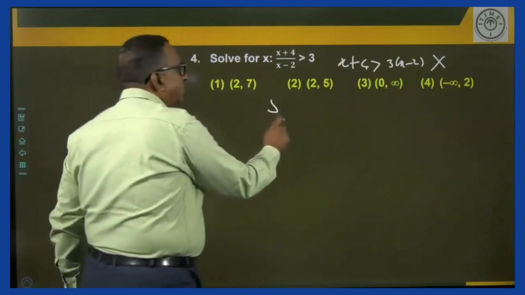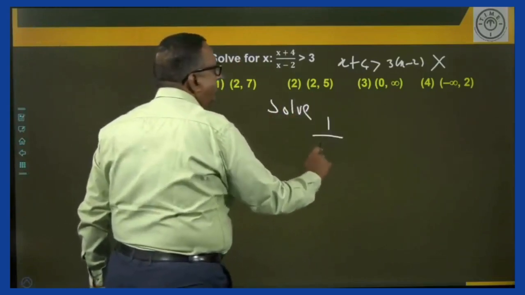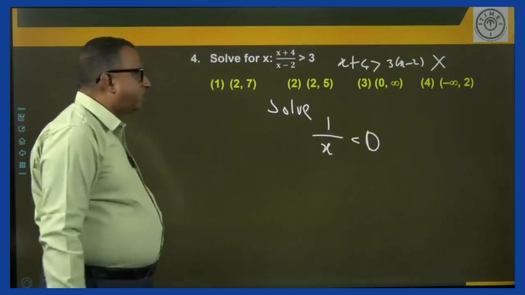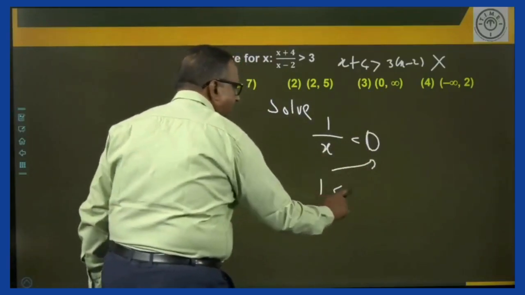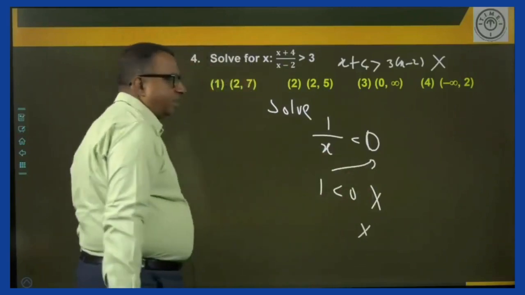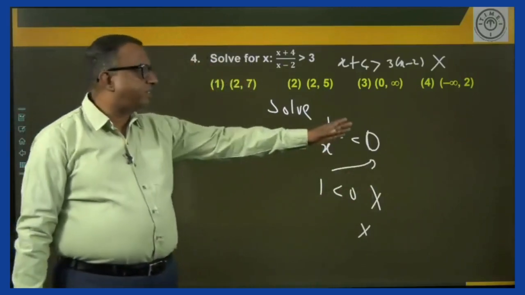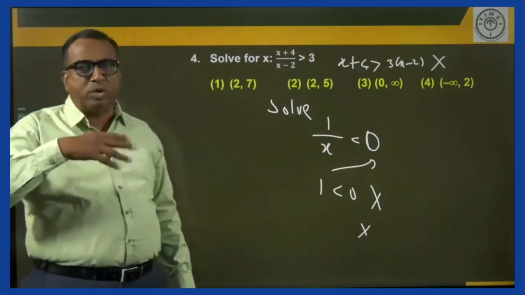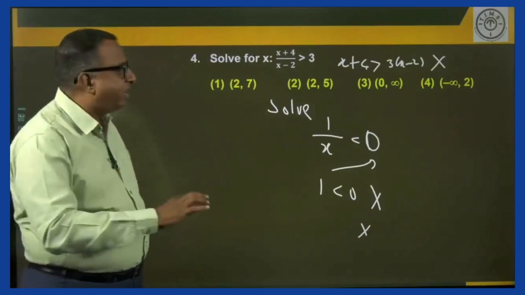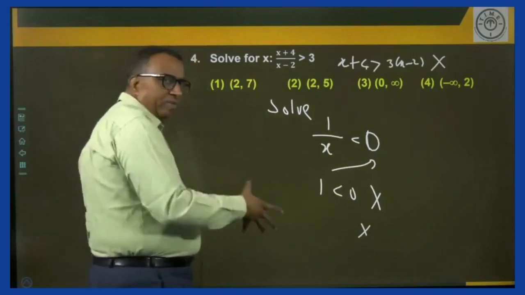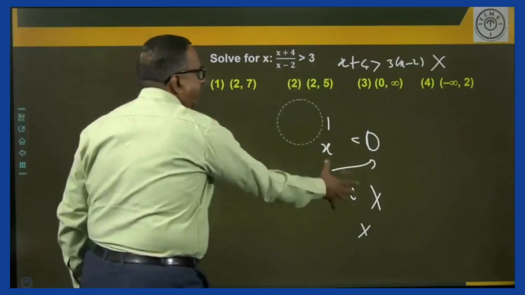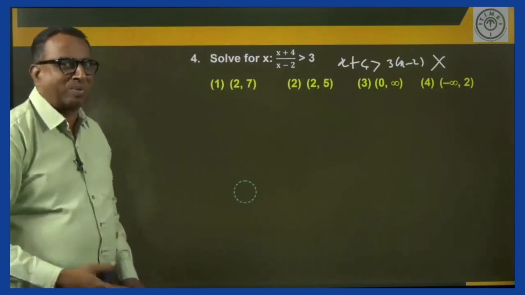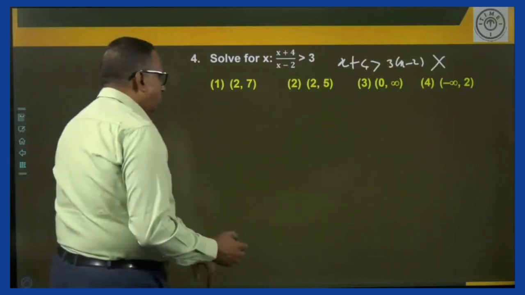Suppose I ask you to solve 1 by x less than 0. Now if you take this x to the other side, what happens? 1 less than 0. This is wrong. You should not take that x like that, particularly when you are dealing with inequalities. In equations it works, but when you have an inequality, you should not do it. This is a common mistake we all make. So please don't take it there like that. I told you how not to do it, now I'll tell you how to do it. So how to do? Let's see.